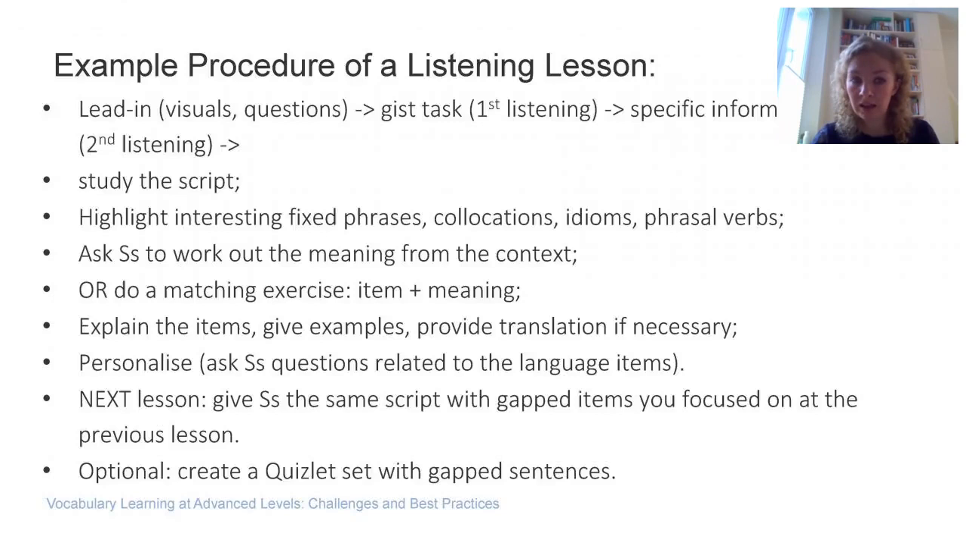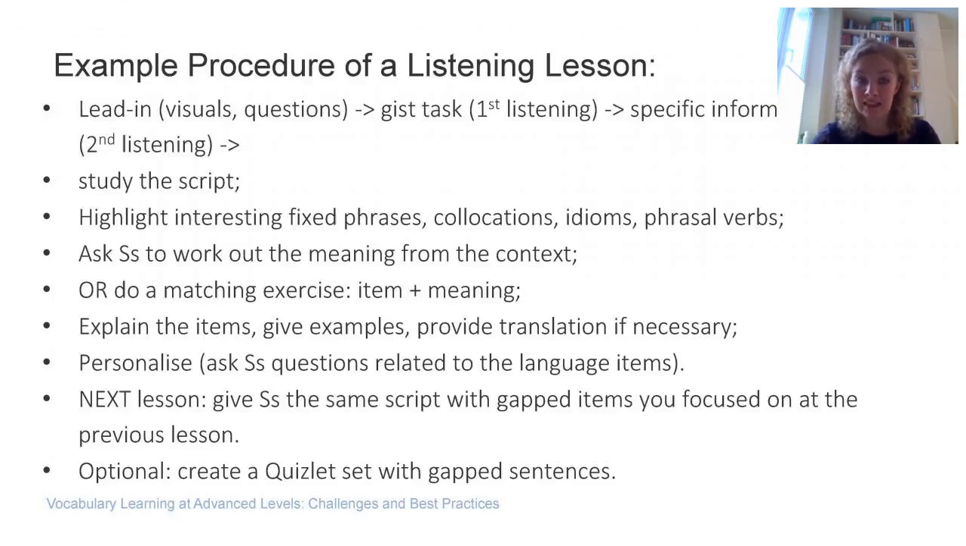Then you can explain the items. You can give examples of the usage of these new words or phrases. You can provide translation if necessary. If it's easier to provide translation, why not? And then you can do a personalized activity. For example, you can ask students questions related to language items. Now I'm going to show you what kind of questions to what kind of language items it could be.